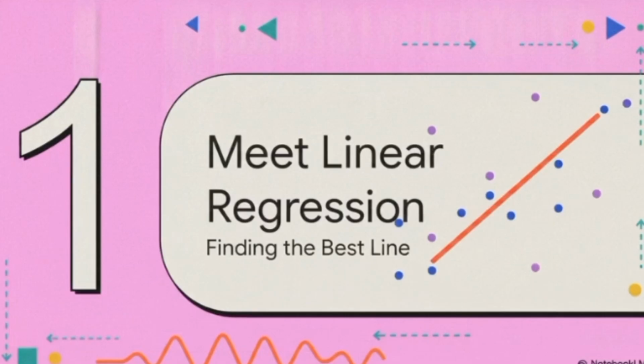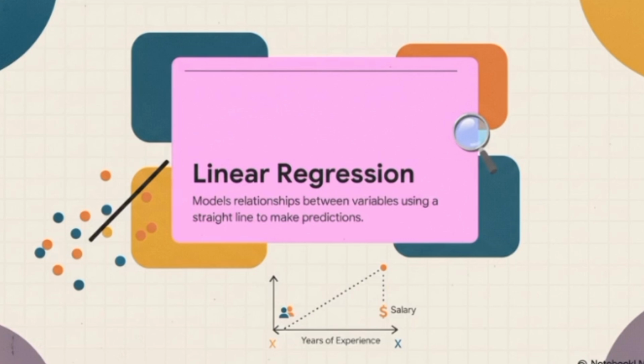Meet linear regression, finding the best straight line. So what is it? Basically, linear regression is a supervised machine learning algorithm that models the relationship between variables using a straight line to make predictions. Let's break that formal definition down into plain English. Supervised just means we're feeding it data that already has the answer so it can actually learn by example. Its entire job is to figure out the relationship between a dependent variable, that's the thing you want to predict, and one or more independent variables, which is the information you already have. And it does all of this just by drawing a straight line.